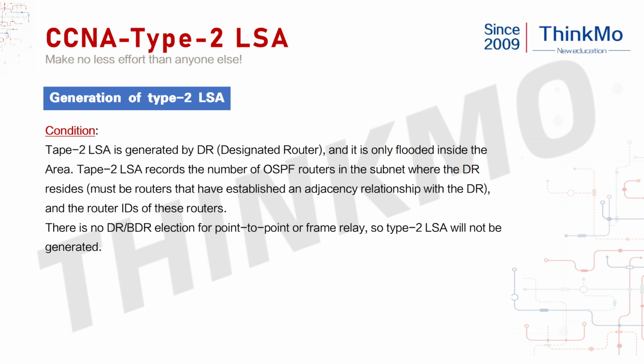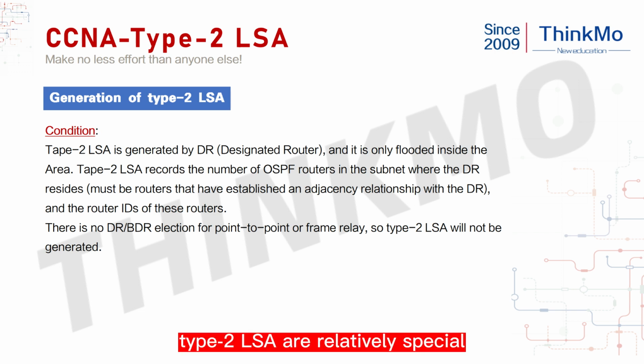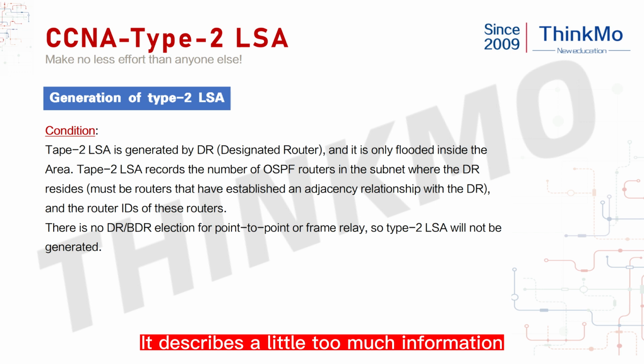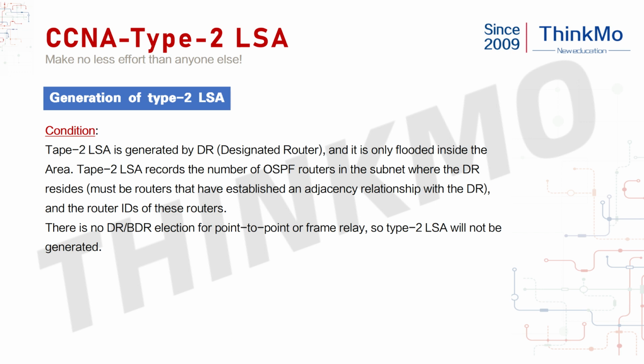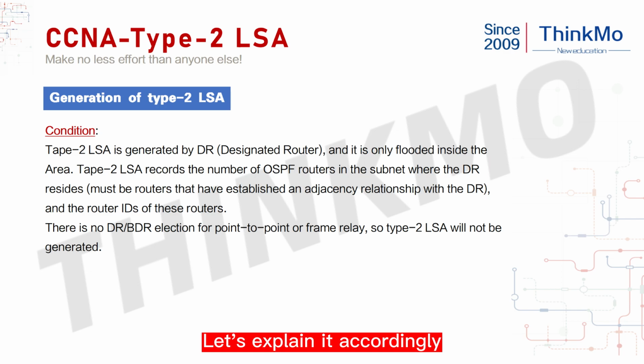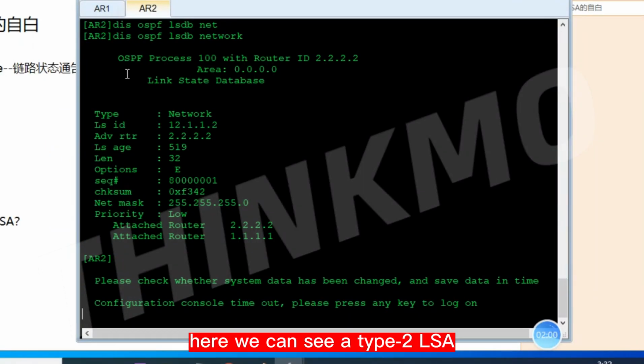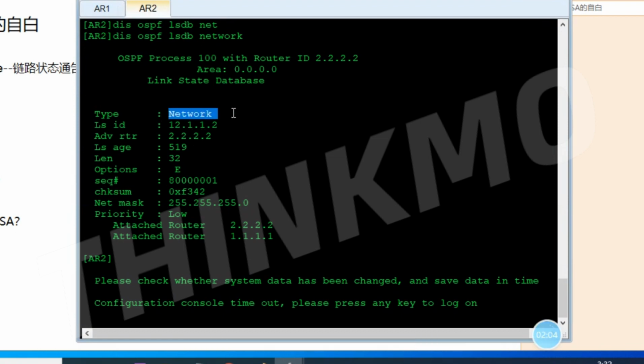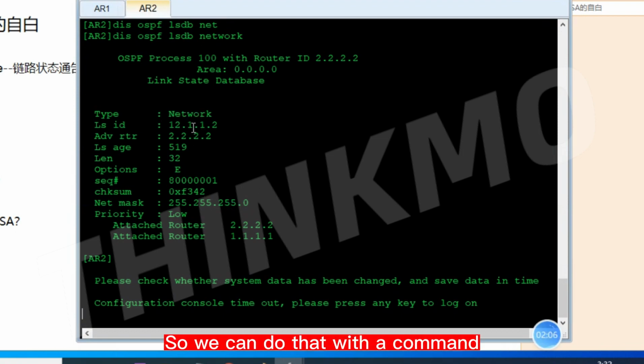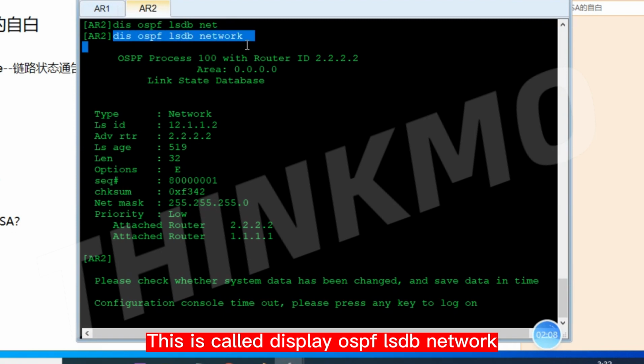Of course, Type 2 LSAs are relatively special. Except for the basic topology and routing information, it describes a little too much information, so we need to go through it one by one. Let's explain it accordingly. Here we can see a Type 2 LSA. We also call it a network LSA. We can view it with a command called display ospf lsdb network.